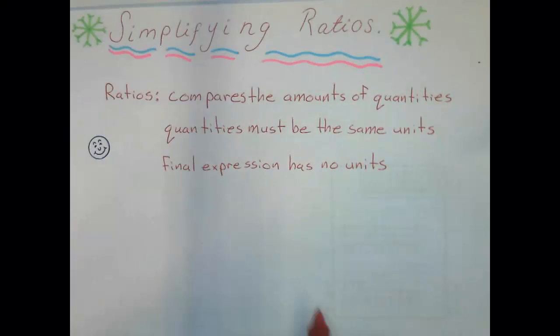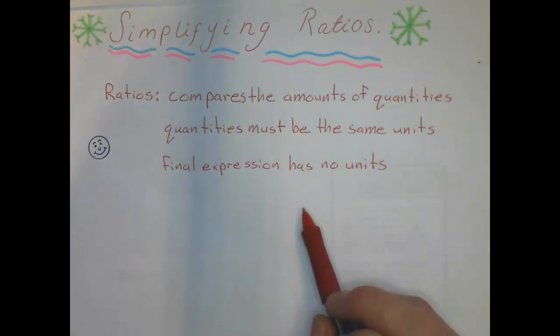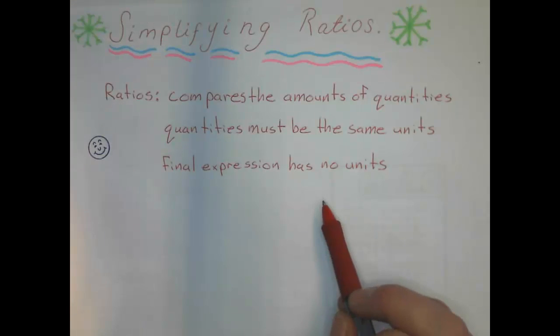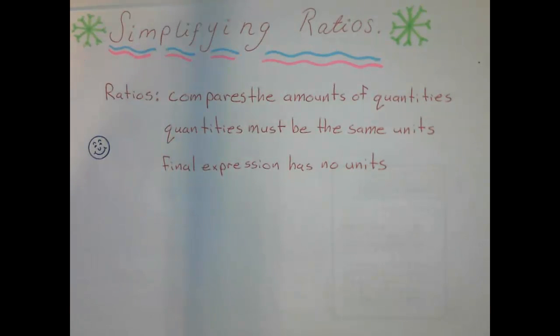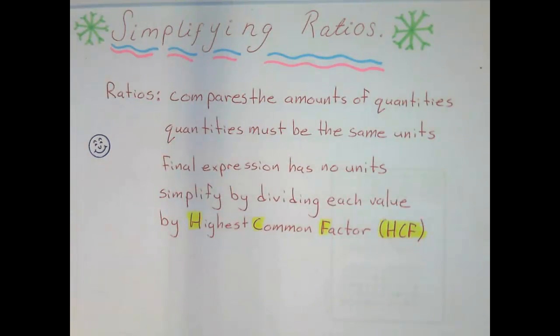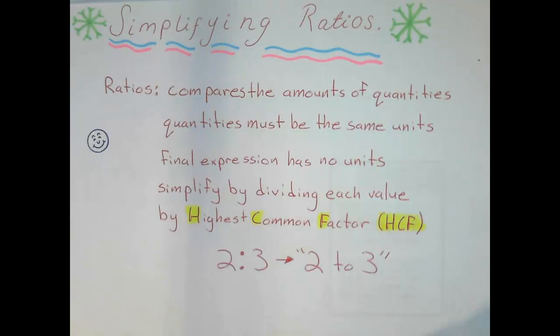Also, our final expression of a ratio is not going to have any units. It's not going to have any meters or kilometers in there, just the expression. Lastly, when we simplify these ratios, we're going to divide each number by whatever the highest common factor is. And so I don't write highest common factor each time, we're going to abbreviate it like that. So let's look at some examples here.